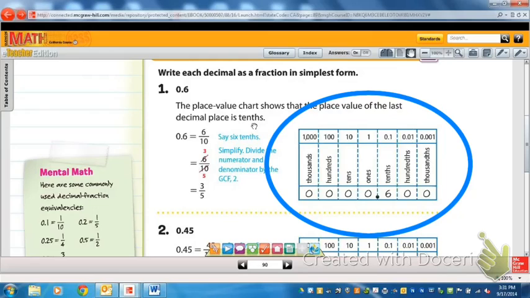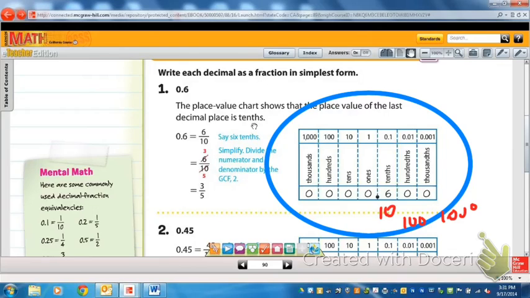So we have your ones, tens, hundreds, and thousands to the left, but the ones that they're going to be dealing with are the tenths, hundredths, and thousandths on the right. If a number is in the tenths place, as a fraction, it's going to be over 10. If it's in the hundredths place, it's going to be over 100. And the thousandths will be over 1,000.